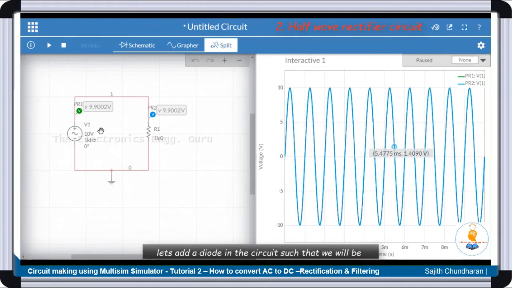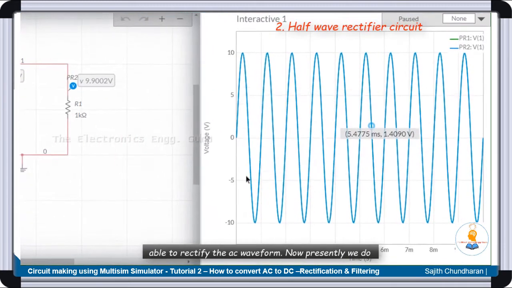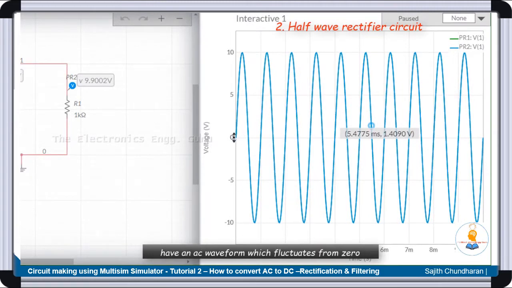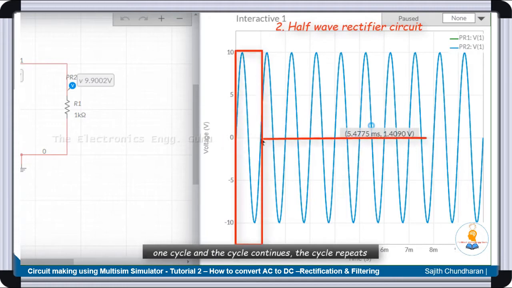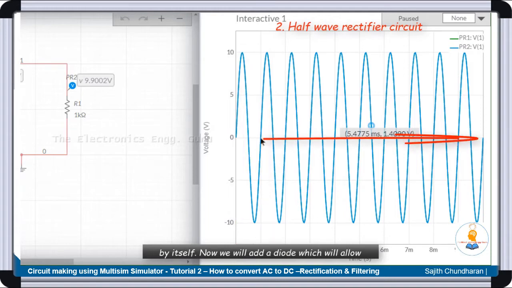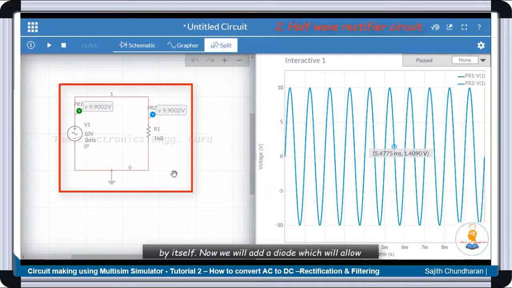What to modify? Let's add a diode in the circuit such that we will be able to rectify this AC waveform. Now presently we do have an AC waveform which fluctuates from 0 to a maximum value and comes back to 0 and goes to the negative and again comes back to 0. That is one cycle, and the cycle repeats by itself. Now we will add a diode which will allow the current to flow only in one direction, such that we will be able to use that diode as a rectification component.